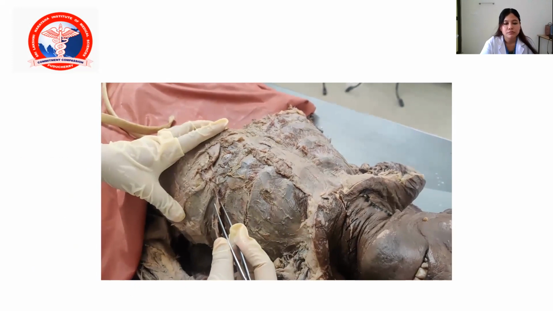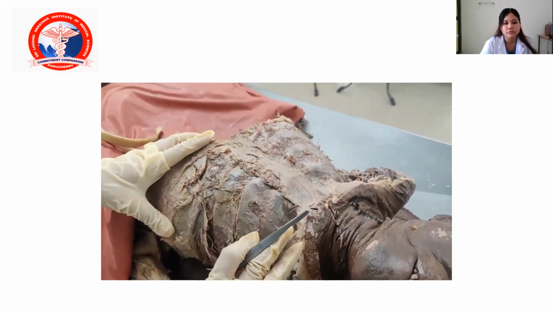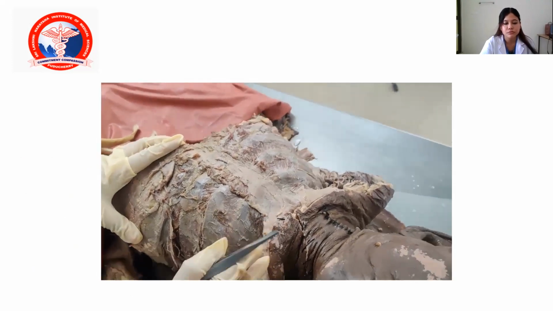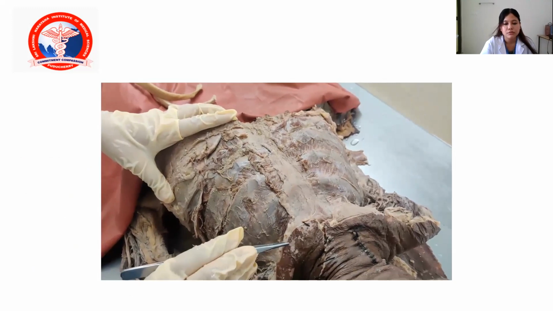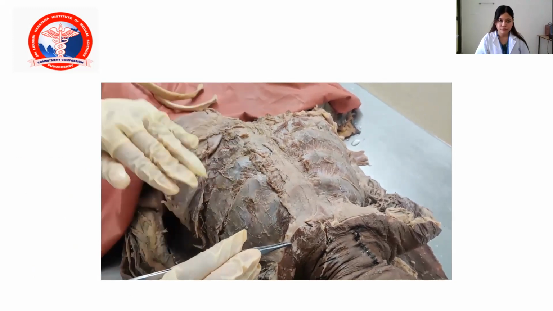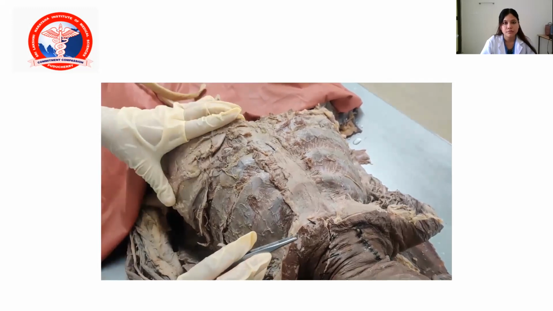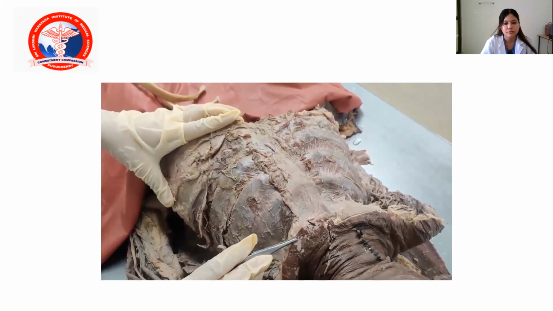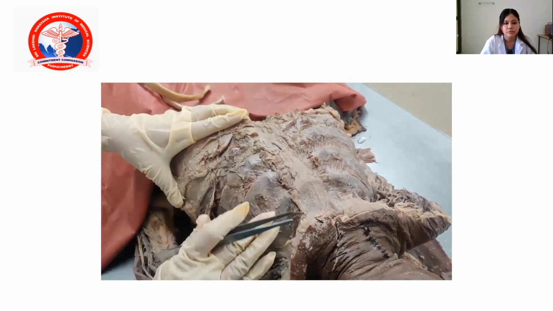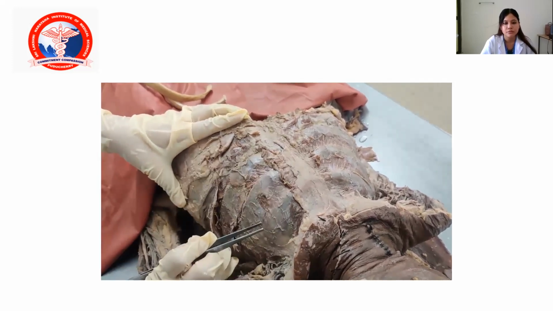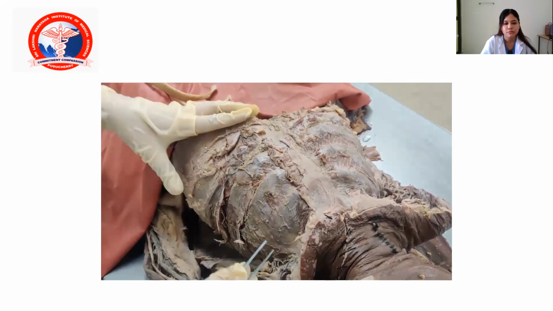So we can see the anterior thoracic wall. We know that the anterior thoracic wall from outside to inside is covered by the skin. If I see the part of the skin here, we have already removed it in the upper division. This is fascia. We know that the deep fascia of the anterior thoracic wall is thinner than the posterior part.